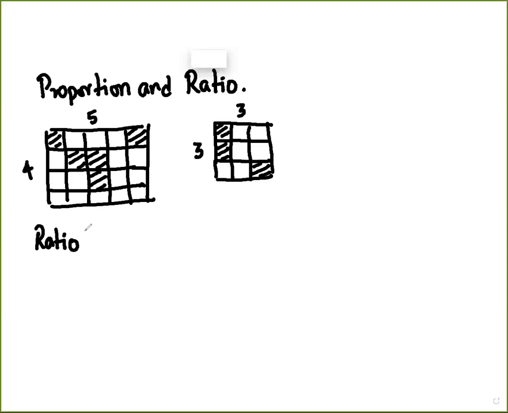So if I ask what is the ratio of shaded to unshaded cells. Okay. So over here, how many cells are shaded? Come on, you can count it easily. So 5. Okay. So you have 5 shaded cells, to how many unshaded cells?